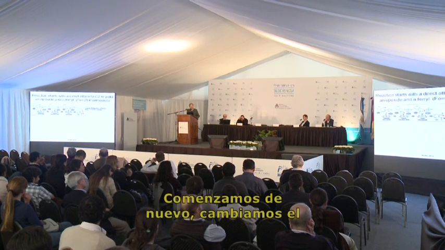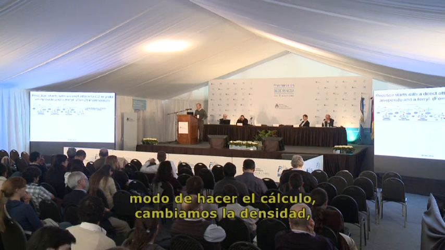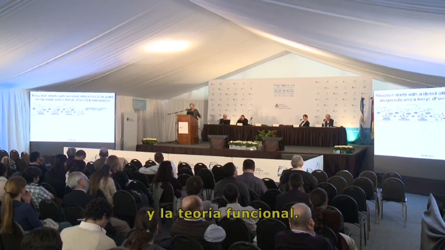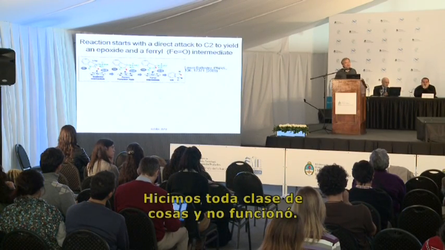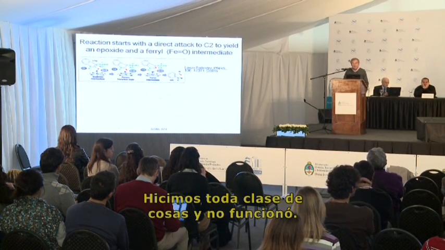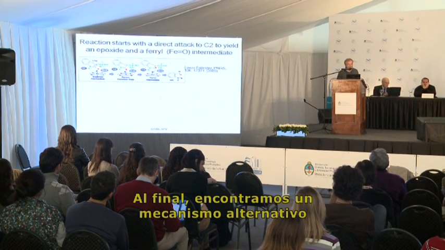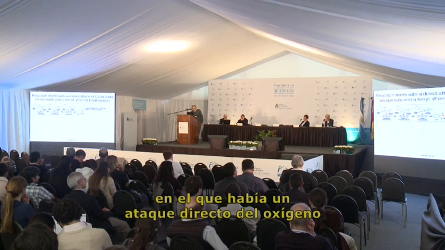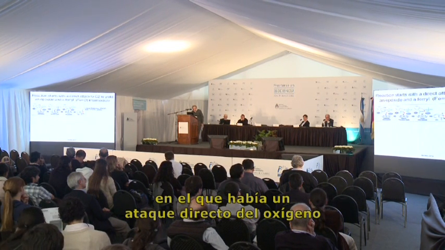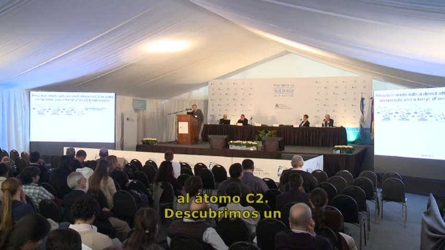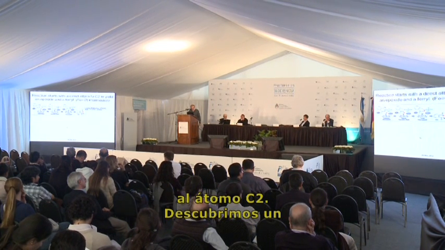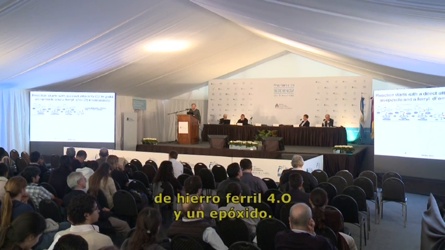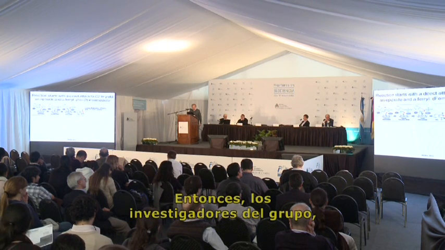And so we started again, we changed the flavor of the calculation, we changed the density functional theory functional. We made all kinds of strange things, and it didn't work. And so at the end, we found an alternative mechanism in which there was a direct attack of the oxygen to the C2 atom. And so we found a very weird intermediate. It was a ferryl intermediate, Fe=O, and an epoxide.